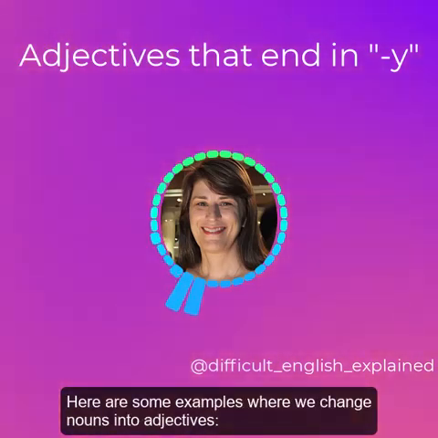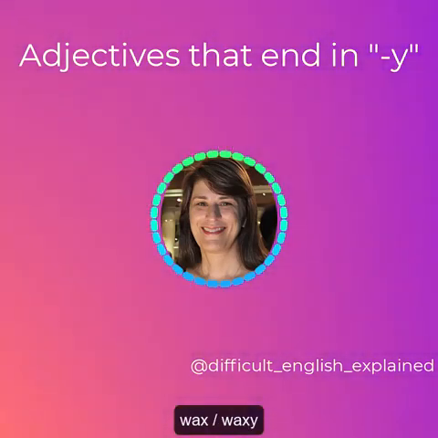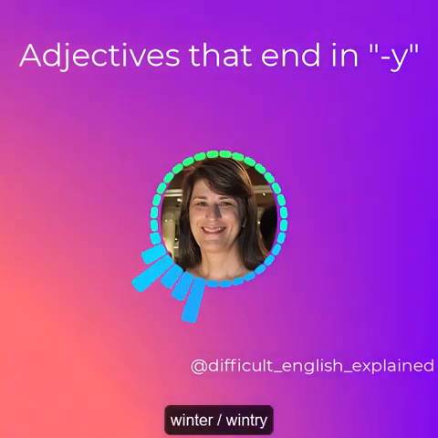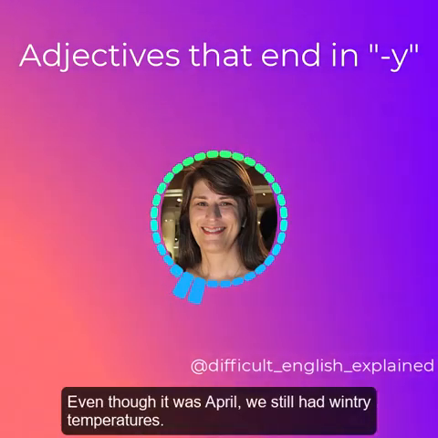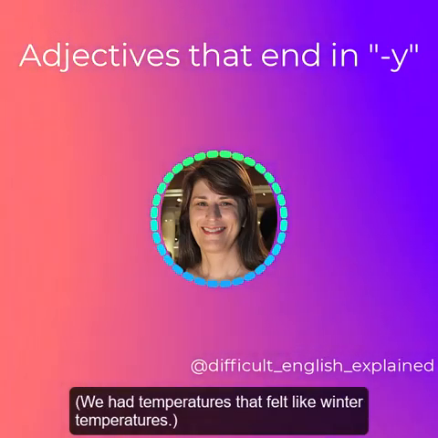Here are some examples where we change nouns into adjectives. Wax and waxy. The shoe polish left a waxy residue. The residue looked like wax. Winter and wintry. Even though it was April, we still had wintry temperatures. We had temperatures that felt like winter temperatures.